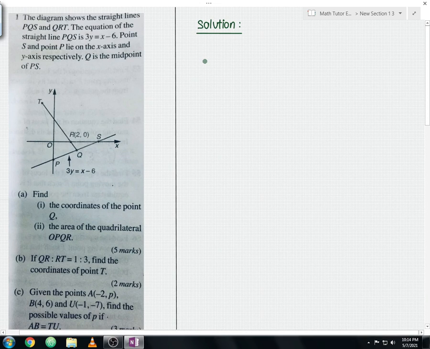Now I'll be discussing Form 4 Additional Mathematics Chapter 7 Coordinate Geometry HOTS Question Example 2.